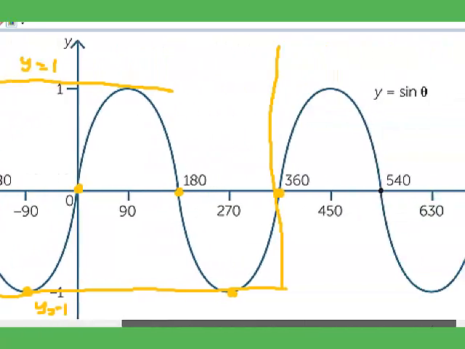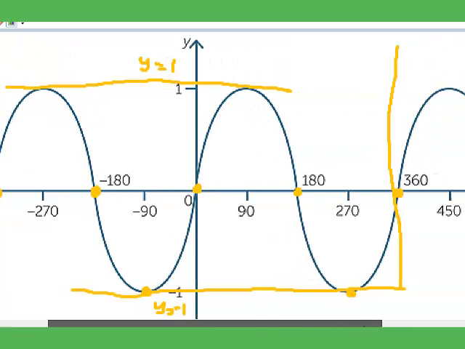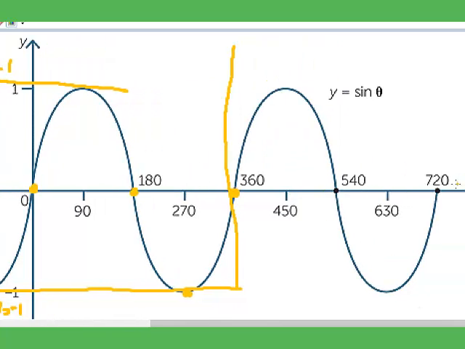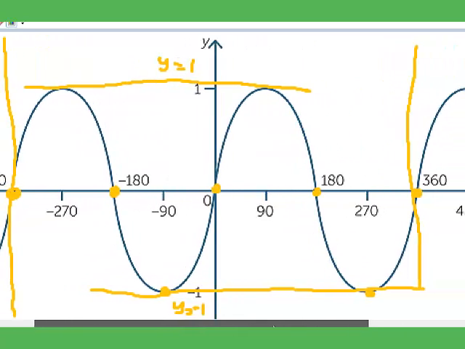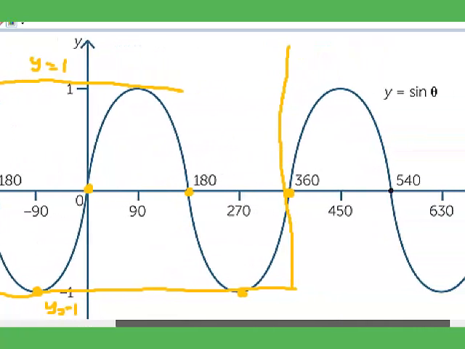So if you have a look at the graph, it actually repeats itself. From 0 to 360 degrees, it goes once like that, and from 360 to 720, it goes again like that. And it happens on the other side, negative 360 to 0, it goes like that, and it will keep going on either side. So this is what we call sine x repeats itself, and it repeats itself every 360 degrees.